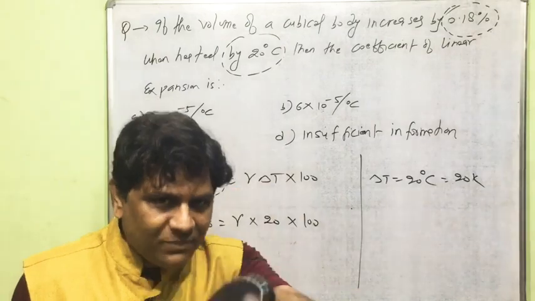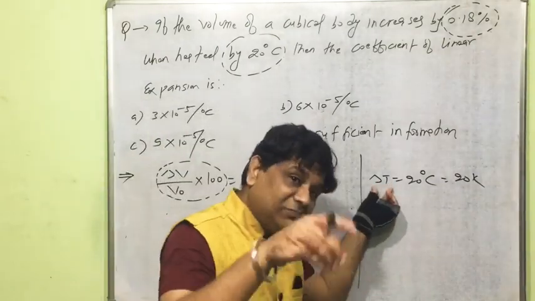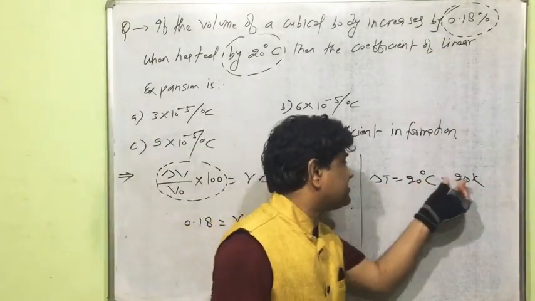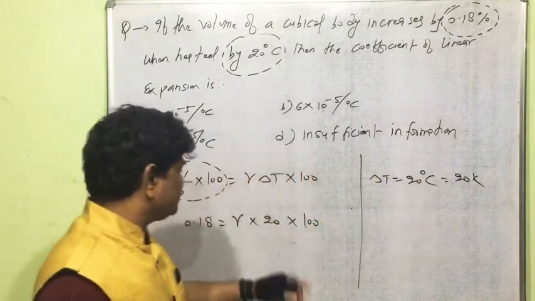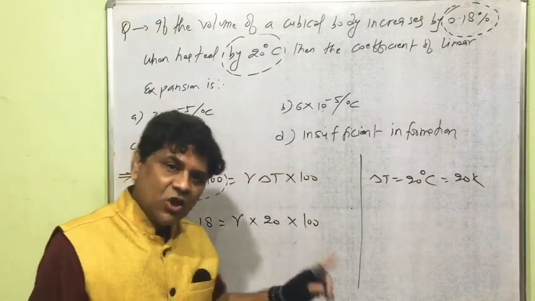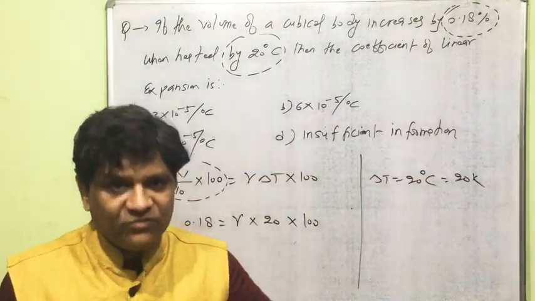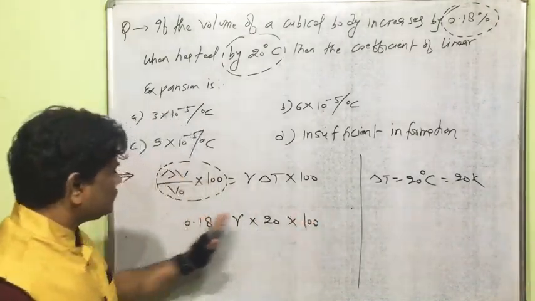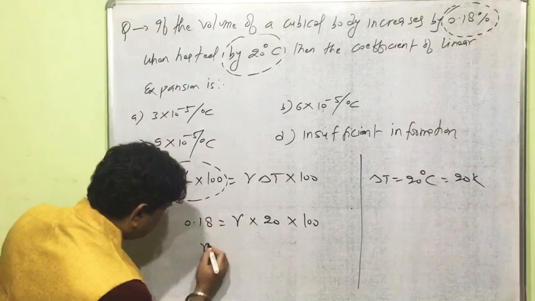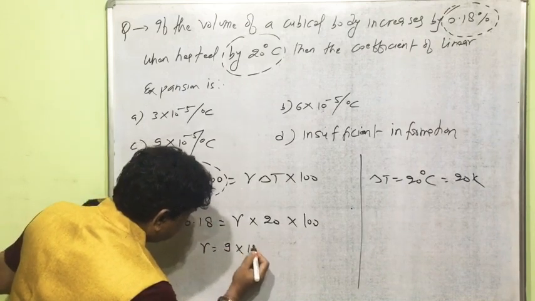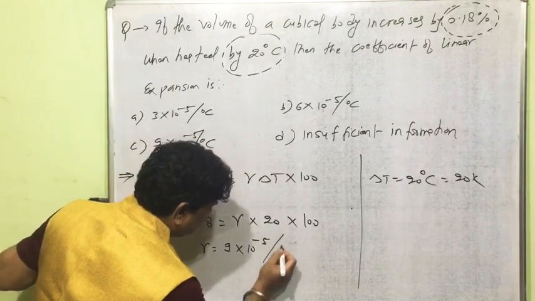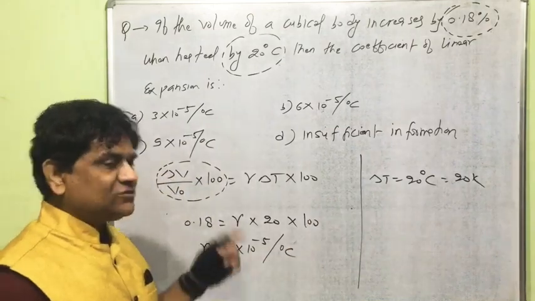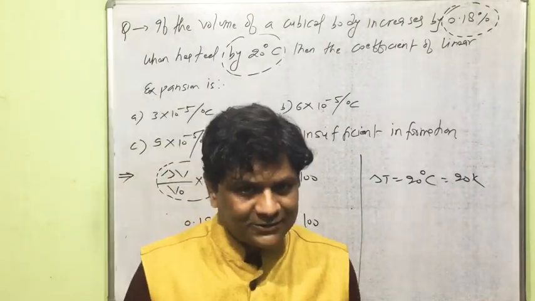Change in temperature remains the same, either on the Celsius scale or on the Kelvin scale. So this is 20 degrees Celsius, or we can say it is 20 Kelvin. It is 20 Kelvin into 100. Now we can solve this relation. After solving, gamma will come 9 into 10 to the power minus 5 per degree Celsius. So this is the value of gamma.